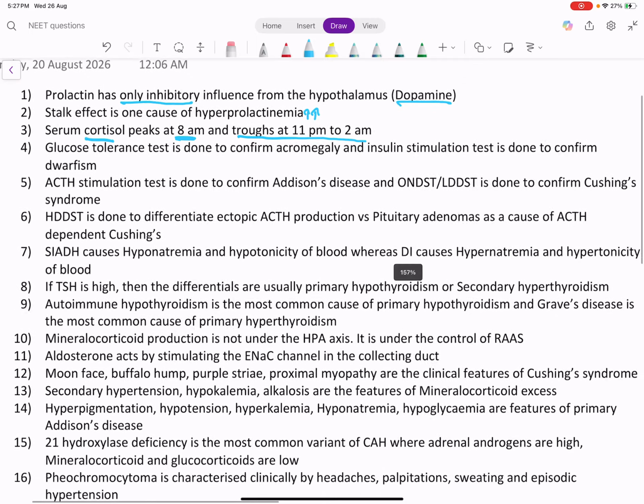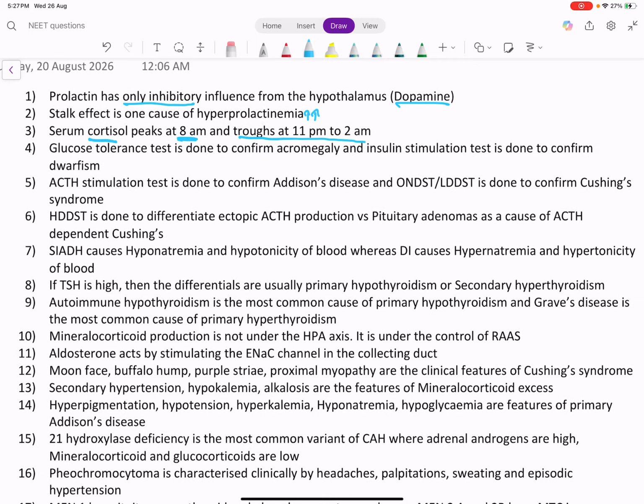Now about stimulation tests and suppression tests. Glucose tolerance test is done to confirm acromegaly. When glucose is given, it stimulates insulin and it should suppress the growth hormone. So insulin should increase and growth hormone should decrease when given glucose. But in acromegaly, growth hormone will be high despite giving glucose. So glucose cannot suppress the excess growth hormone in acromegaly.